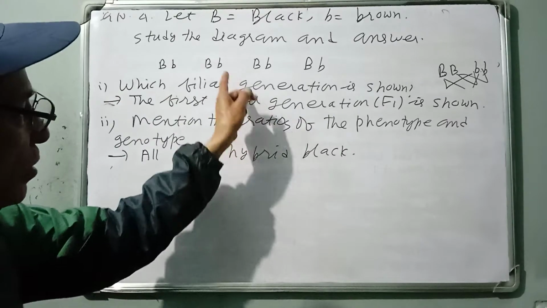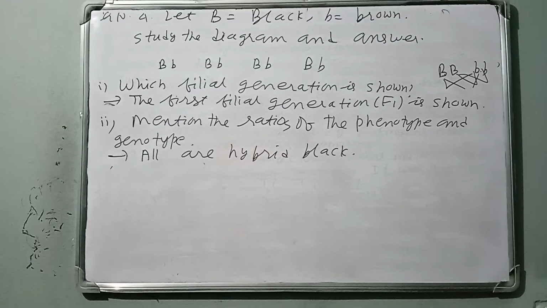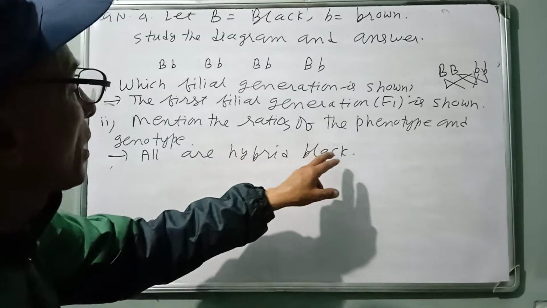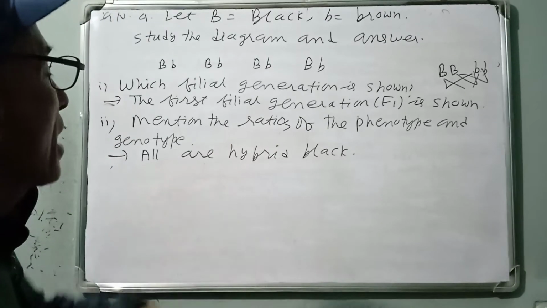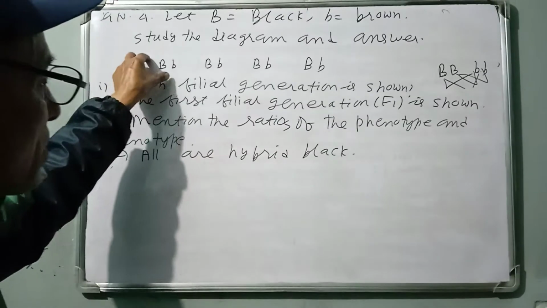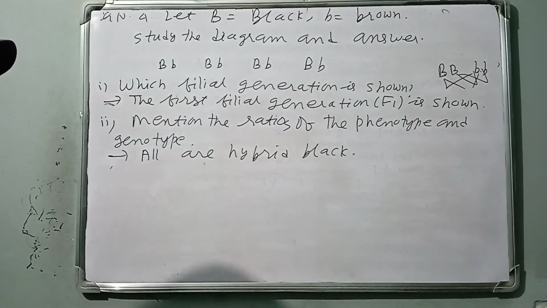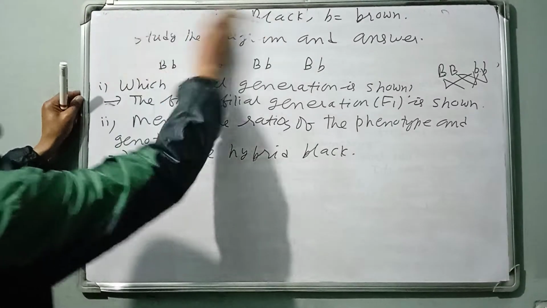So we can't say the ratio. Only in the second filial generation is it 3:1 phenotype and 1:2:1 genotype. But here, all are hybrid black. We cannot say the ratio. All are 100% hybrid. Formation of hybrid. Question number 4.